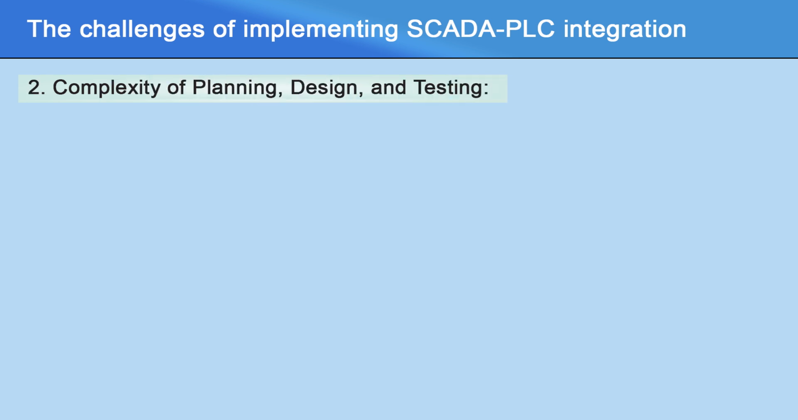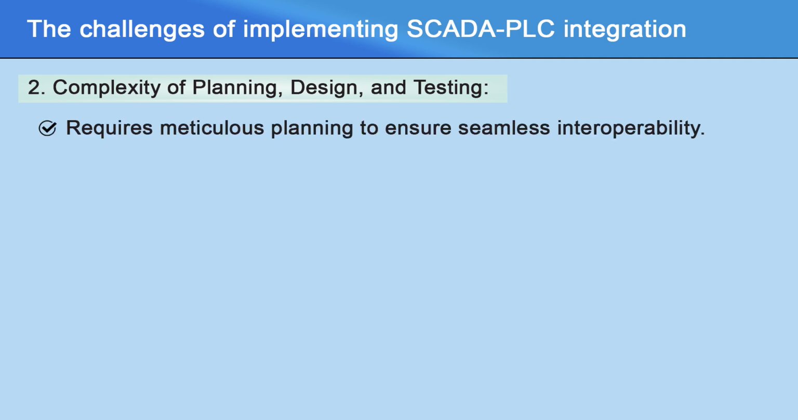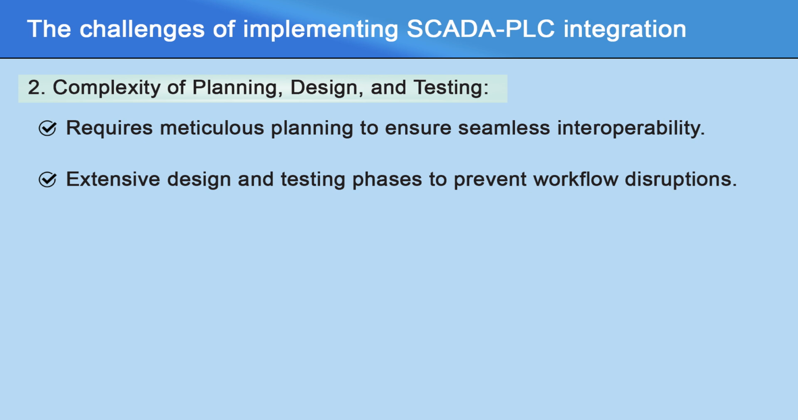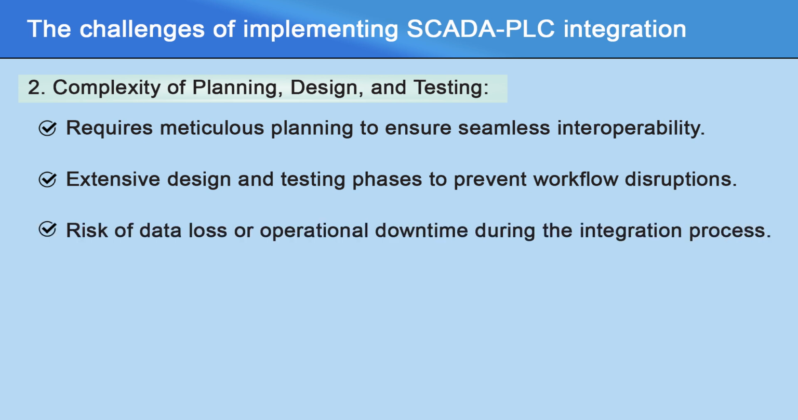The second challenge of implementing the SCADA and the PLC is the complexity of planning, design and testing, which requires meticulous planning to ensure seamless interoperability. It also includes extensive design and testing phases to prevent workflow disruptions. It also has the risk of data loss or operational downtime during the integration process.